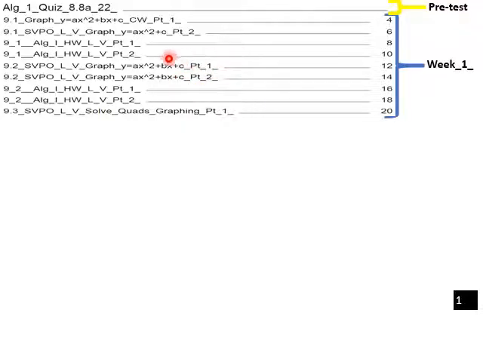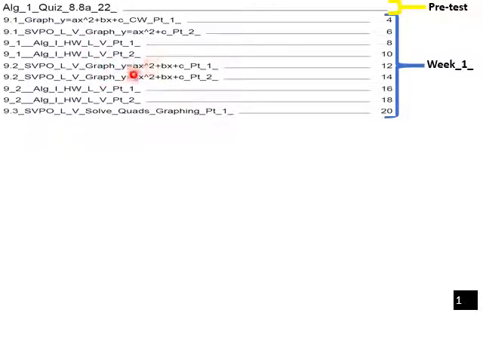And then for week 1, we start here. We go into quadratics here. We start with quadratics. And you got homeworks, and you can turn in your homework virtually here. So you'll be able to do that all online.